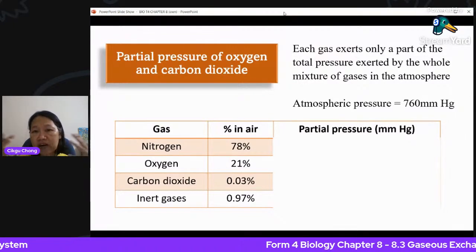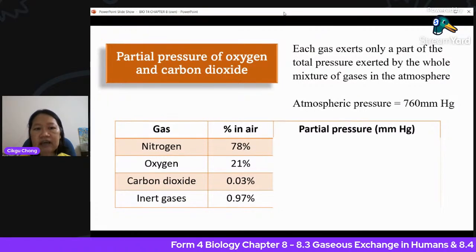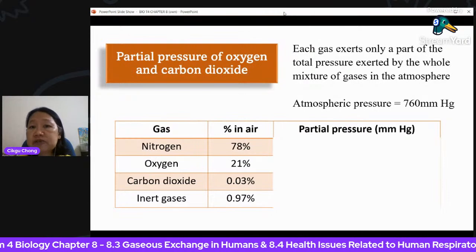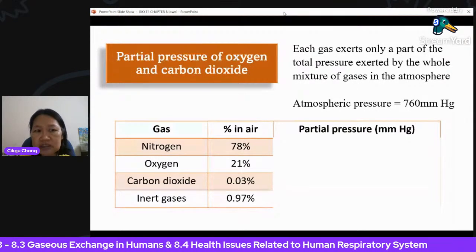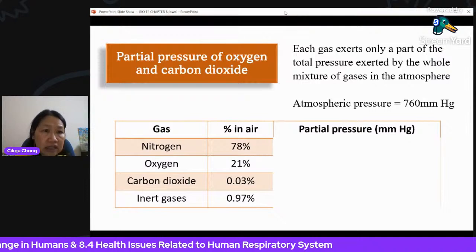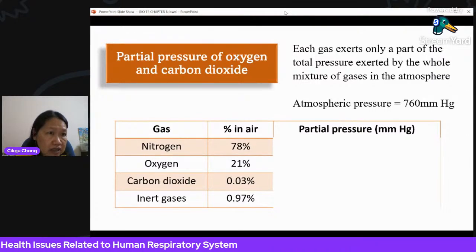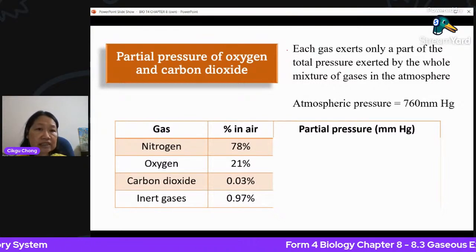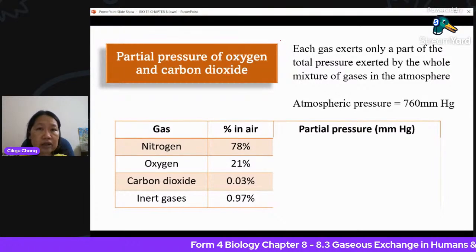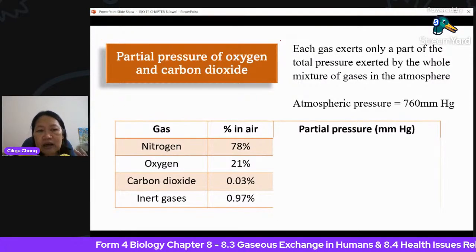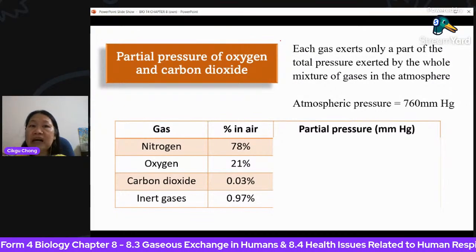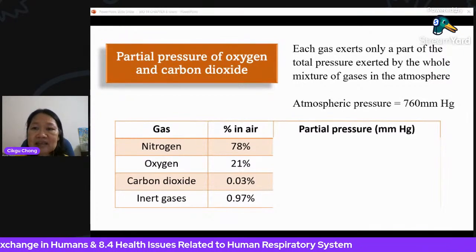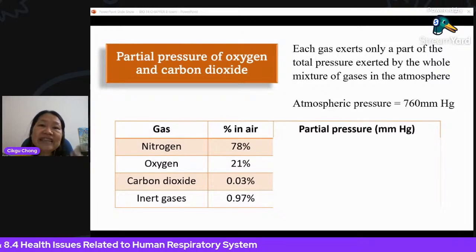So if we take 100% of atmospheric air, you have 78% nitrogen. This one you've learned in Form 1, the composition of atmospheric air. 78% is nitrogen, then you have 21% oxygen. You also have carbon dioxide, which constitutes only 0.03%, and inert gases about 0.97%. If you add them all together, you get 100%. Now each type of gas will have its own partial pressure. How much partial pressure depends on the percentage.